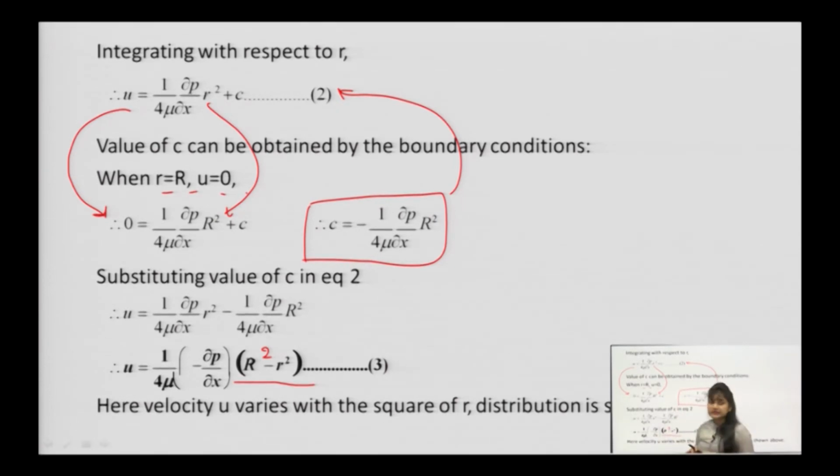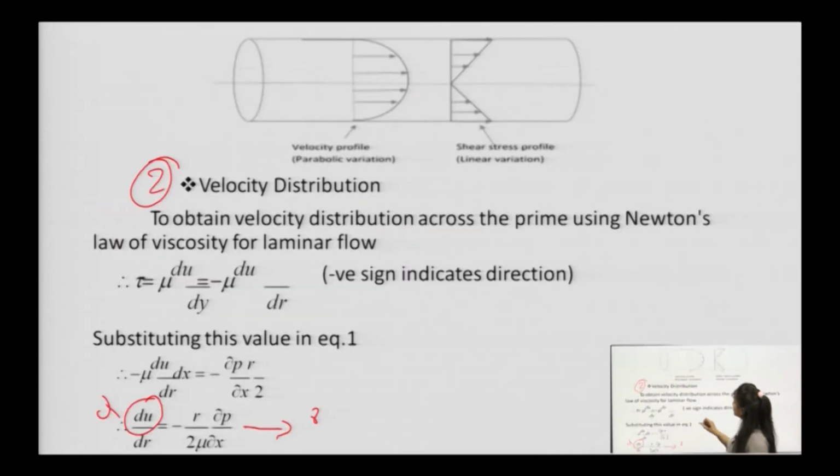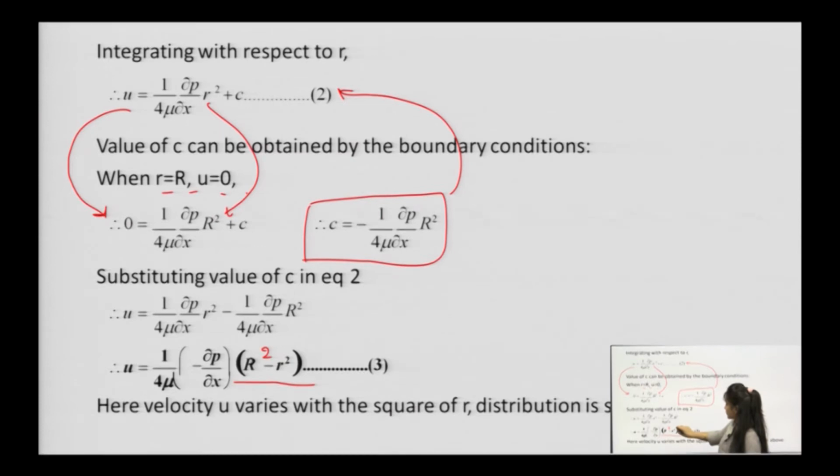So, here you can see that u varies with the square of r and the distribution is parabolic. At r equal to 0, that will be the maximum value you have, because why?